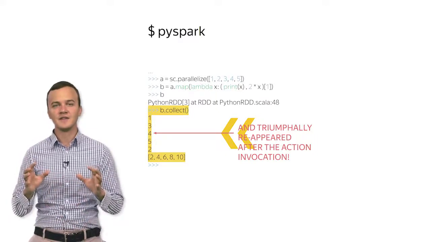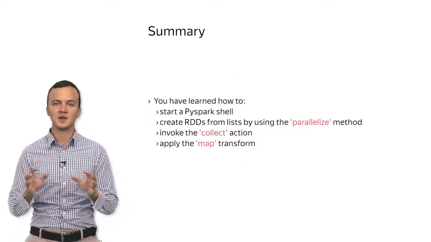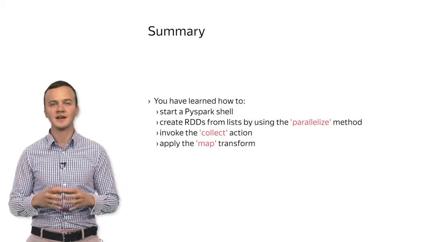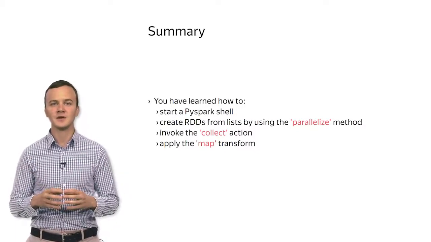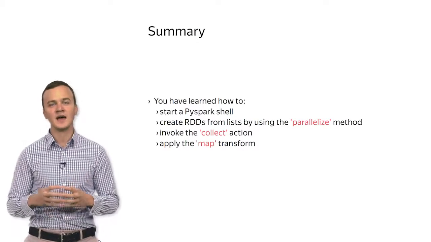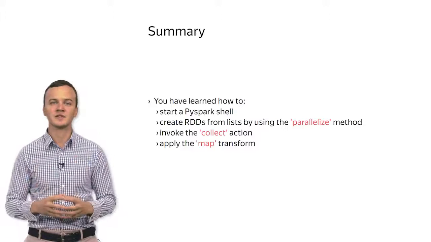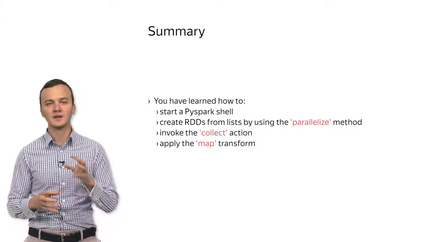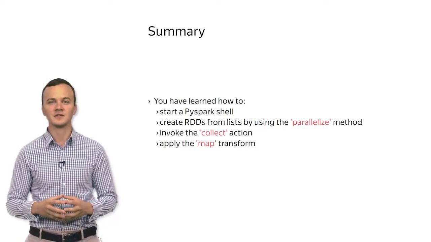Okay, I think it is a good idea to make a break here. You have learned how to start a PySpark shell, create RDDs from lists by using the parallelize method, invoke the collect action, and apply the map transformation. I encourage you to stop the video now and go and try everything by yourself.